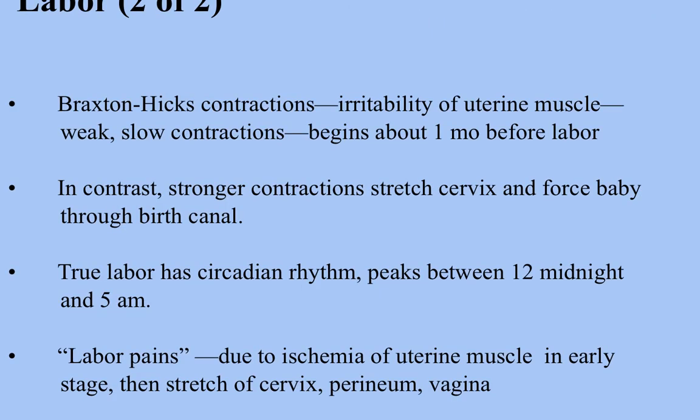All right, going back to those Braxton Hicks contractions, that comes from irritation of the uterine muscle from stretching. These are weak and slow contractions, and they begin about 1 month before labor. So when I said it begins relatively close to labor and gives you an indication that it's going to occur soon, that's in about a month, although there's a pretty large leeway in that time frame.